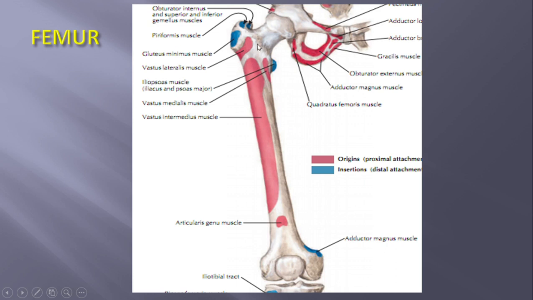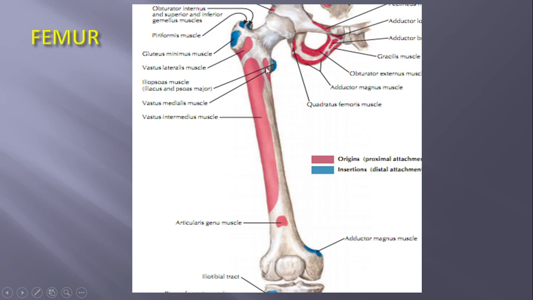Now looking at the lesser trochanter, you can see there is insertion of iliopsoas, which is basically a combined tendon of the iliacus muscle and the psoas major muscle coming from the lumbar vertebrae. Now, on the anterior surface of the femur, you can see mostly a large muscle taking origin, which is vastus intermedius muscle. Then we can see vastus lateralis just below the greater trochanter taking origin from here, and then the origin is extending posteriorly to the lateral lip of the linea aspera.